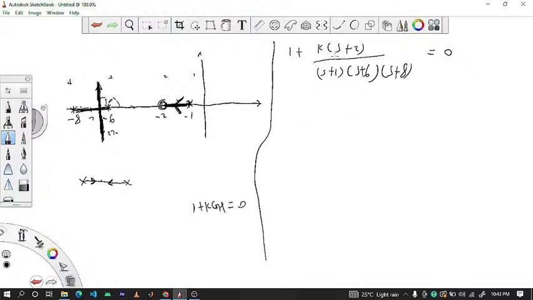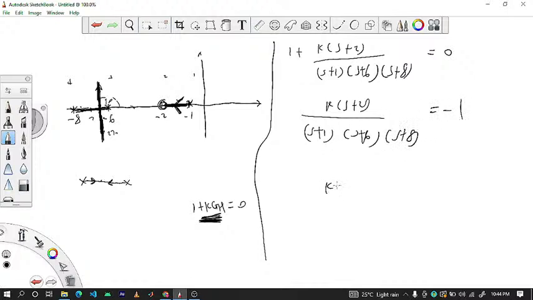When you get here, you make K the subject. As I said, if you are finding a breakaway point, here are the steps. First, 1 plus KGH is equal to 0. In the question, they give us that 1 plus KGH already. So we make K the subject here, which means K multiplying (S plus 2) over (S plus 1)(S plus 6)(S plus 8) will be equal to negative 1. So K will be equal to negative (S plus 1)(S plus 6)(S plus 8) all over (S plus 2). So this is my K.